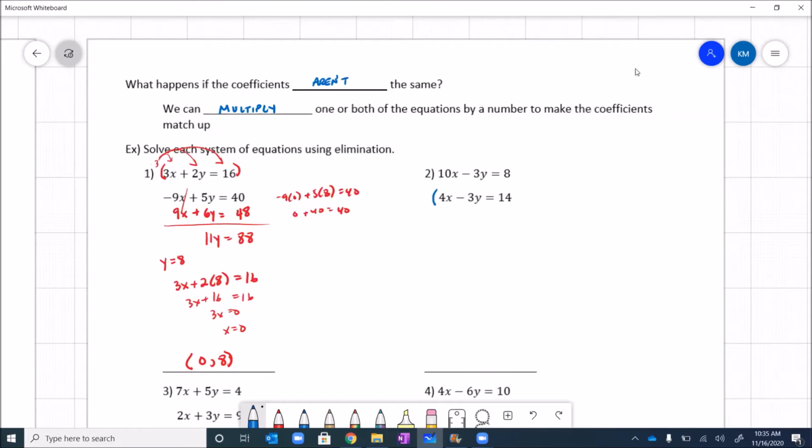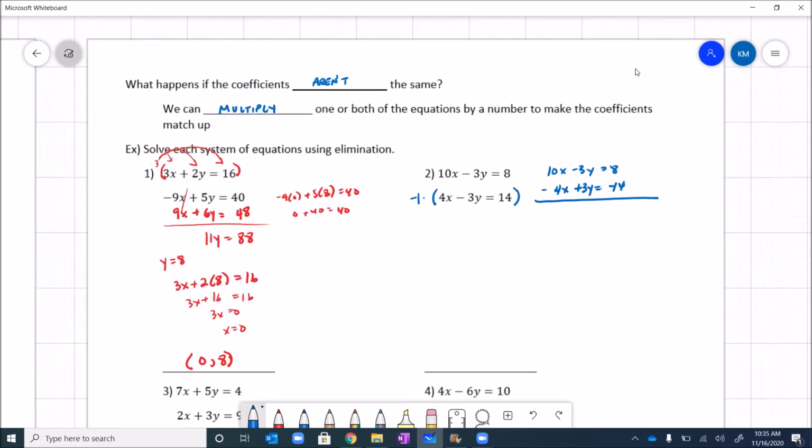Okay, and this is how I'm going to change it. I'd really like this one to be a positive 3y. And so that means I can multiply this equation by -1. And so I'd have 10x minus 3y equals 8 here. And then I have -4x plus 3y equals -14. Again, it's important that I distribute that to each term. So now I combine my terms, or add these together.